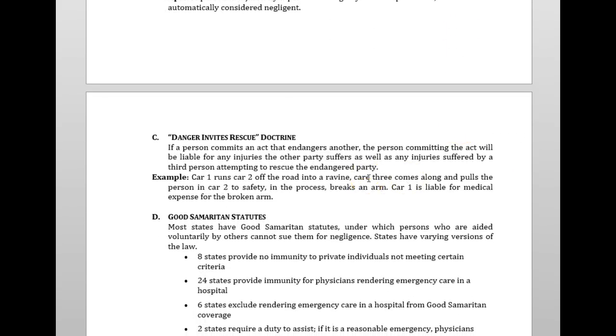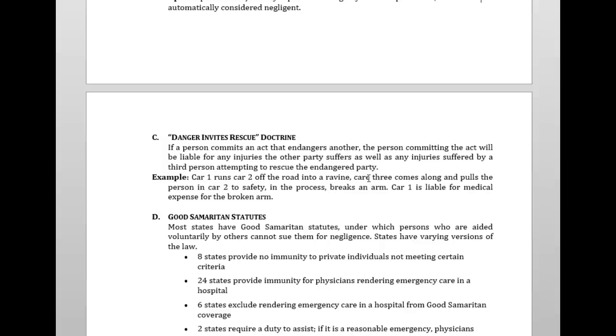Another one is danger invites rescue, and that's where one party causes injury to another party, and a third party comes along and tries to help the party that's been injured, and they themselves become injured. Then party 1 is responsible for party 3's injuries also.